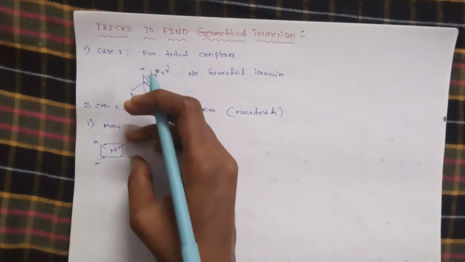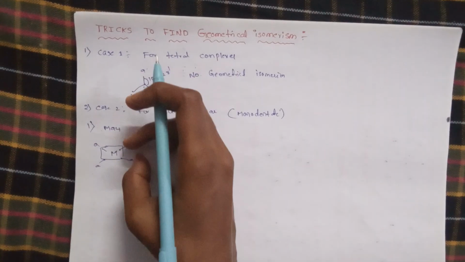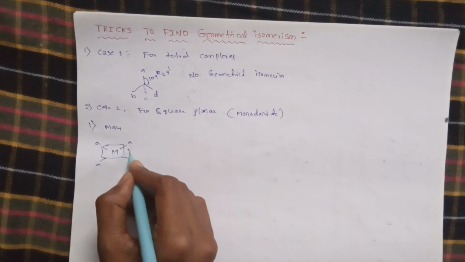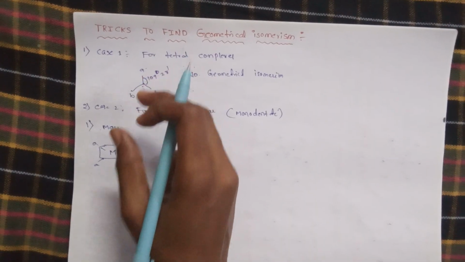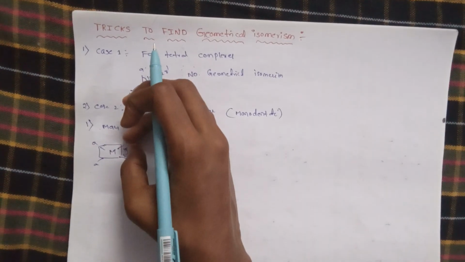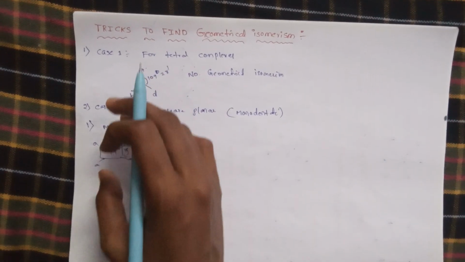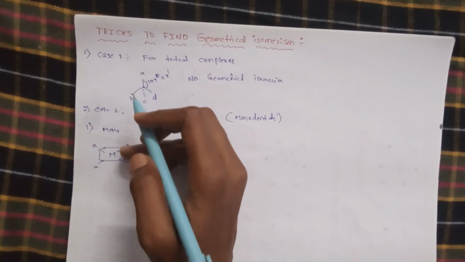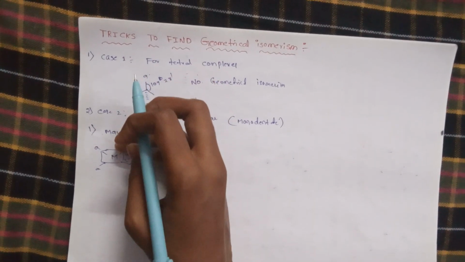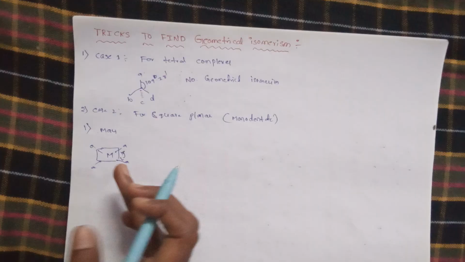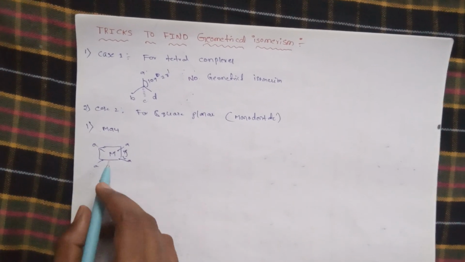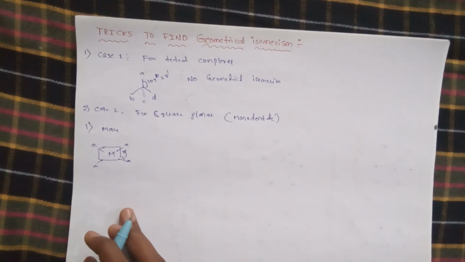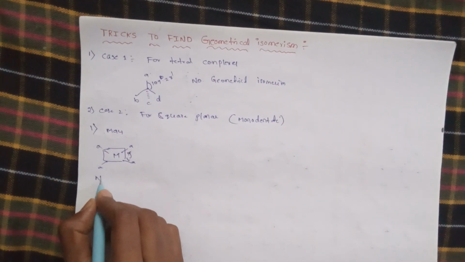In this structure you have to flip these two like this. When you flip these two, there is no change. The same structure: this is A and this is A, and when you flip, this is A, this is A. There is no change, so the same structure. So no geometrical isomerism.